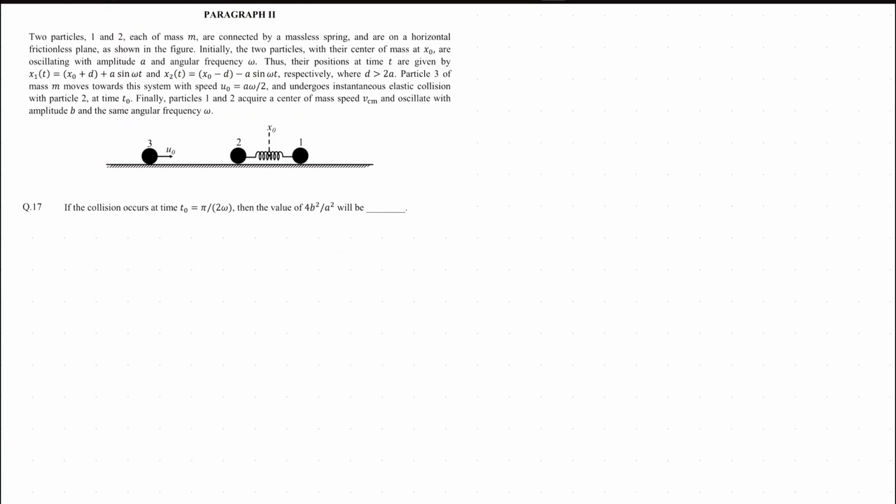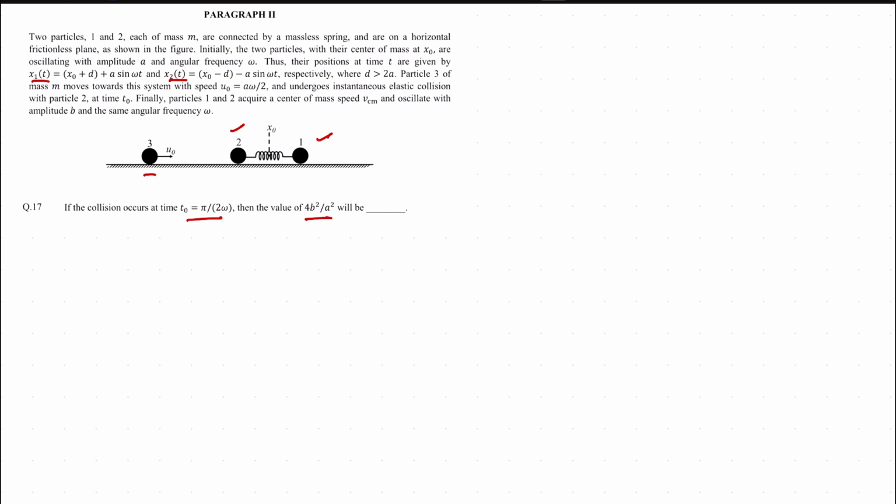Now in the second part of this question, they have given a similar situation where these two particles are connected via the spring and performing the SHM by the given equations, and particle 3 is doing the collision with them, but they have changed it a bit. They have changed the time, and finally they are not asking VCM divided by a omega as in the previous question, but they are asking 4b square divided by a square.